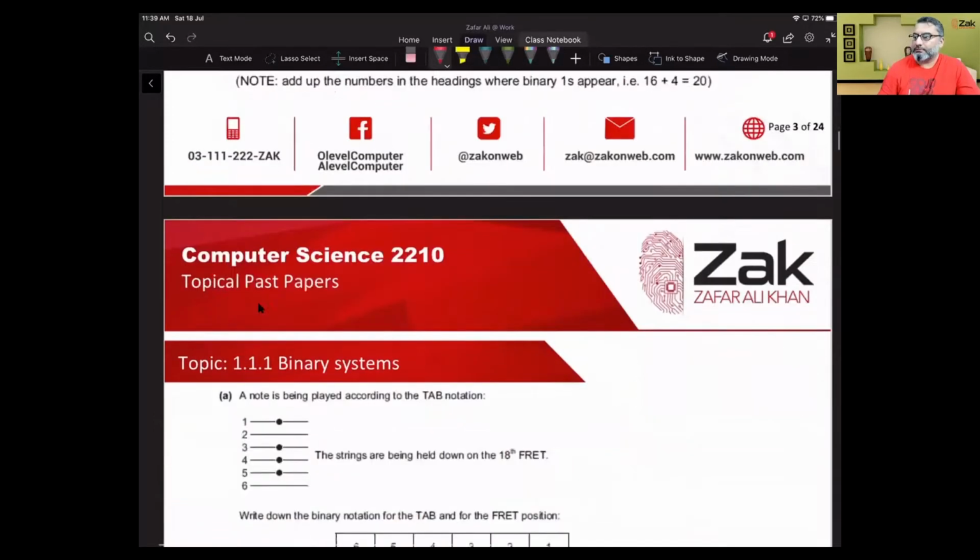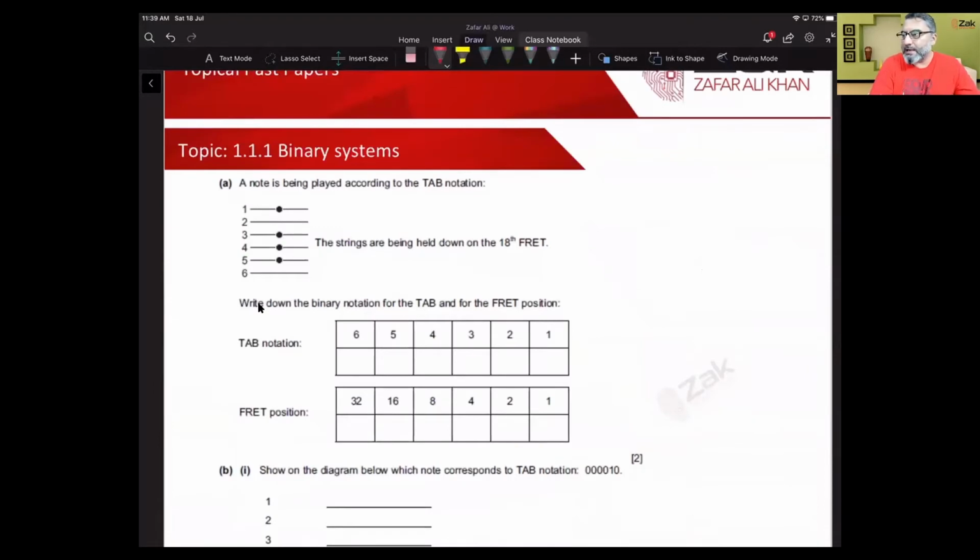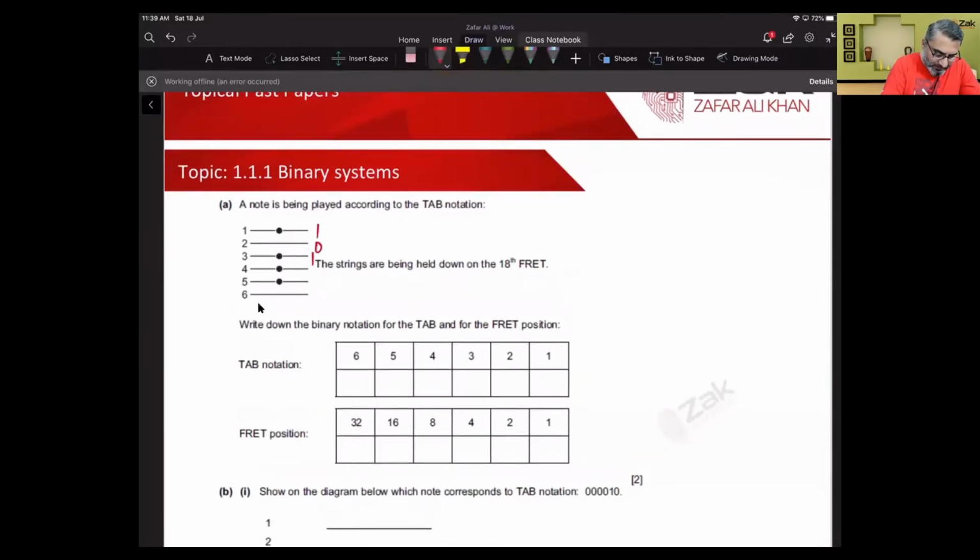A note is being played according to the tab notation. Now we know that this is actually 1. So this is 1, 0, 1, 1, 1, 0. So this is our tab notation, as the first string is being represented by the first bit and so on and so forth. So it goes downwards over here and backwards over here.